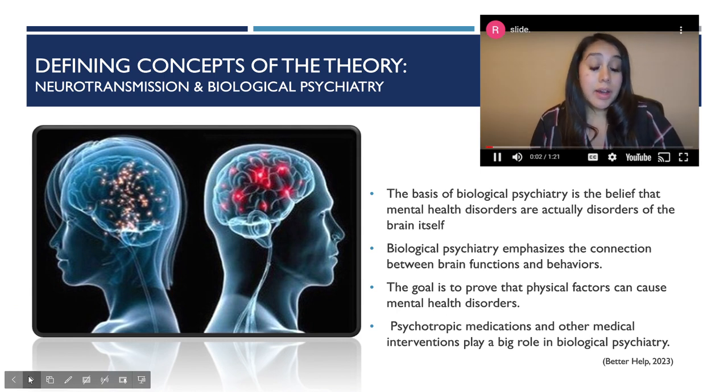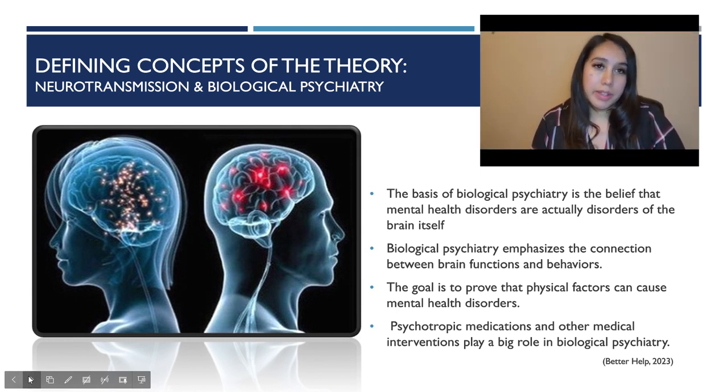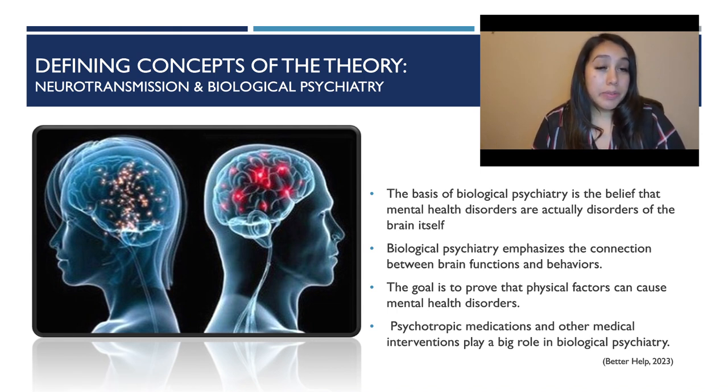Next, we are going to talk about some defining concepts of the theory, neurotransmission and biological psychiatry. The basis of biological psychiatry is the belief that mental health disorders are actually disorders of the brain itself. Biological psychiatry emphasizes the connection between brain functions and behaviors. The goal is to prove that physical factors can cause mental health disorders.